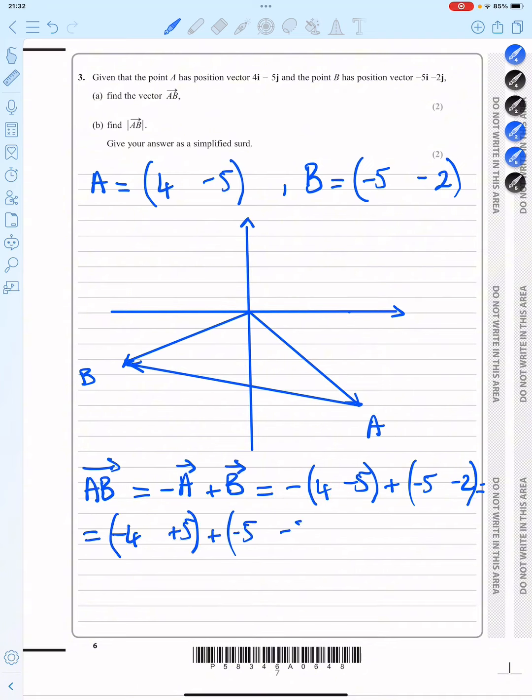(minus 4 minus 5), which is minus 9, and then we have plus 5 minus 2, which is plus 3. So AB is the vector (minus 9, plus 3), which we can write minus 9i plus 3j, right? So this is the first one, which is the vector AB. Now we need to find the magnitude of AB. So we have found this one, and now we need to find the magnitude of AB.